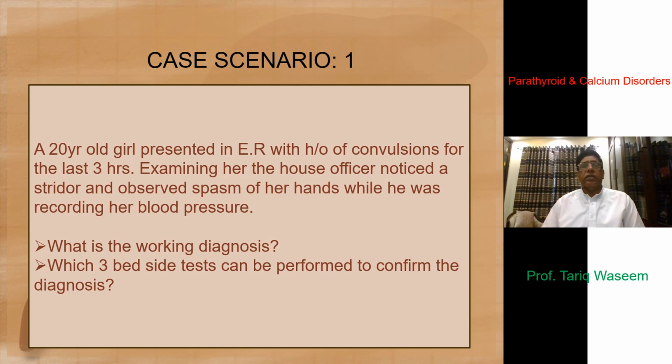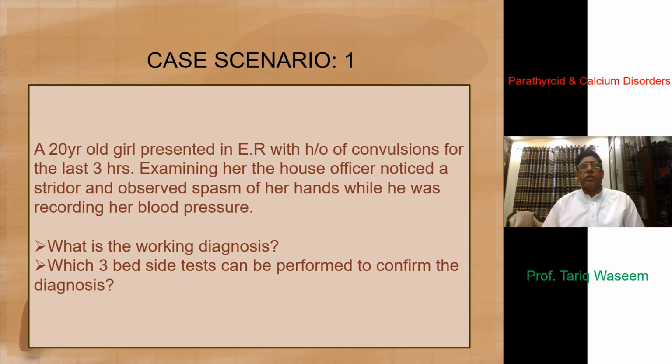Our first case scenario is of a 20-year-old girl who was present in the emergency room complaining of convulsions or seizures or fits for the last 3 hours. While examining this girl, the house officer noticed that her voice had a croaky character during the examination or had a stridor. And when he started recording her blood pressure, he observed that her hands went into a spasm while he was recording that blood pressure.